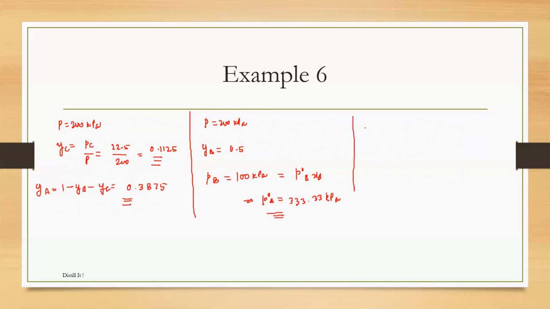And similarly, we have YA. We have YA is equal to, as we calculated, 0.3875.